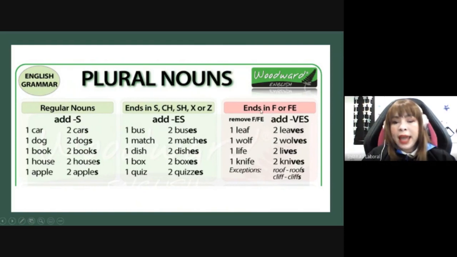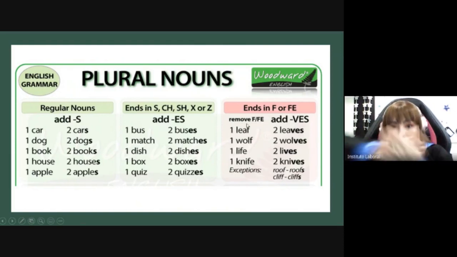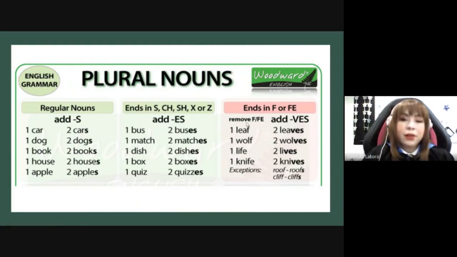There are some nouns that end in an F. If the word ends in an F or FE, we need to remove the letter F and add VES. So you say one leaf, two leaves, one wolf, two wolves, one life, two lives, one knife, two knives.